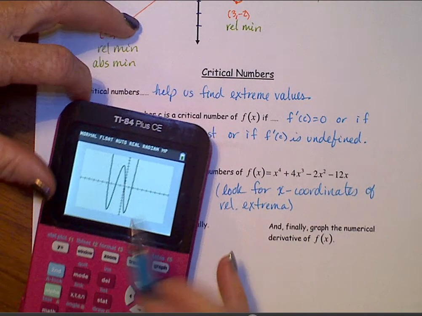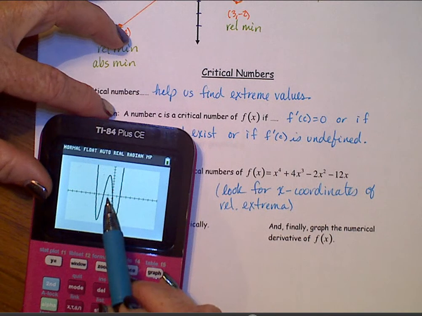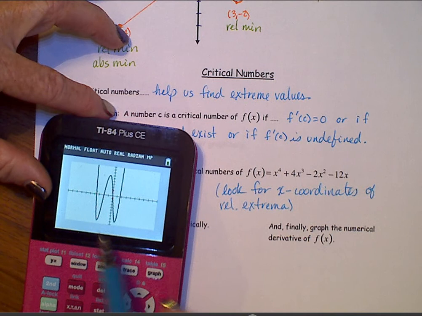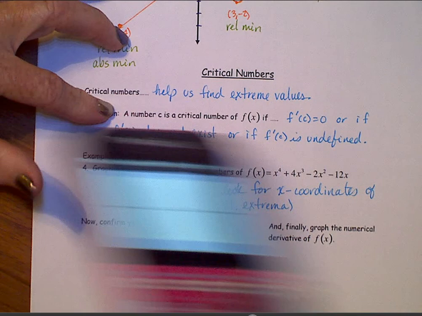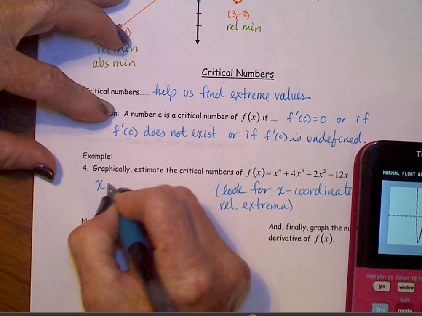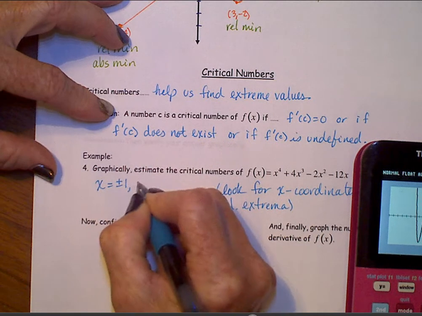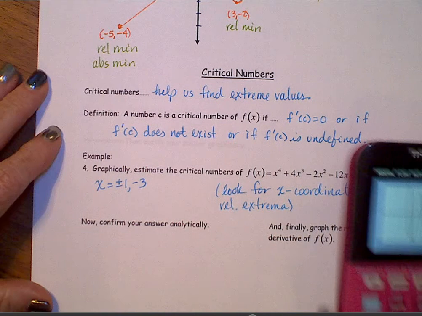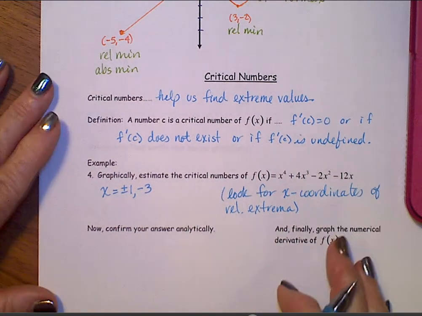They're nice. There's one right here at -1, there's a maximum. At -3, we have a minimum. And at x equals 1, we have a minimum. So our critical numbers are plus or minus 1 and -3. All right, now I want you to confirm your answer analytically.